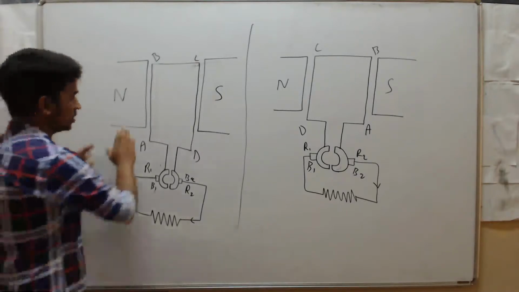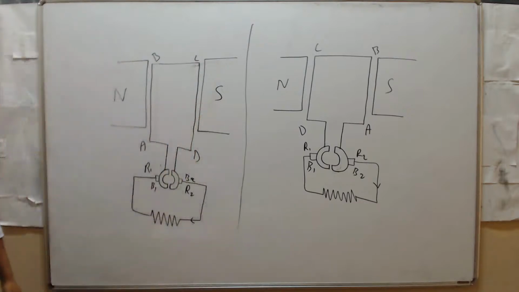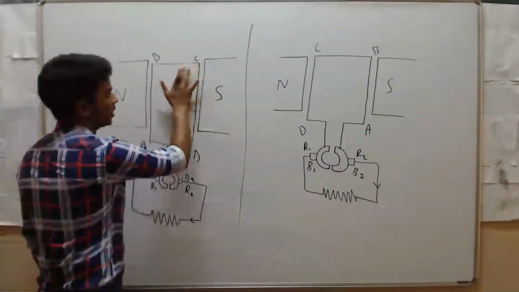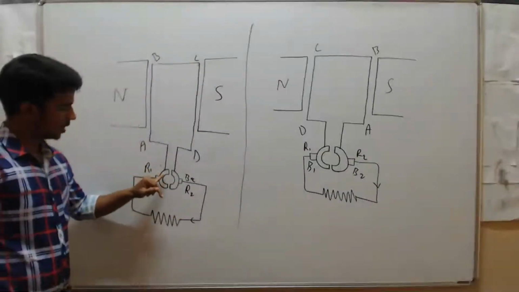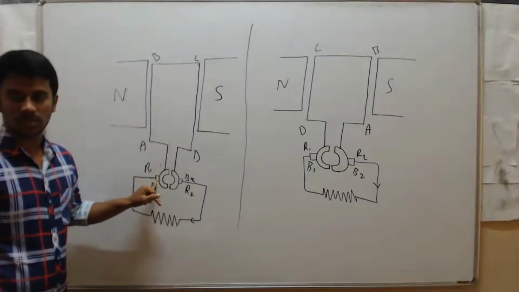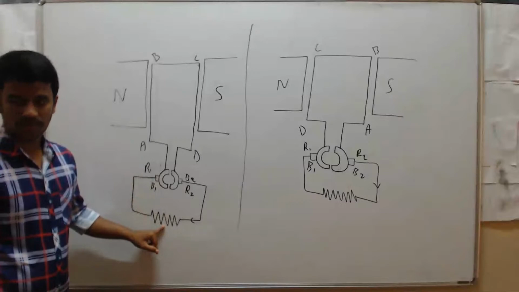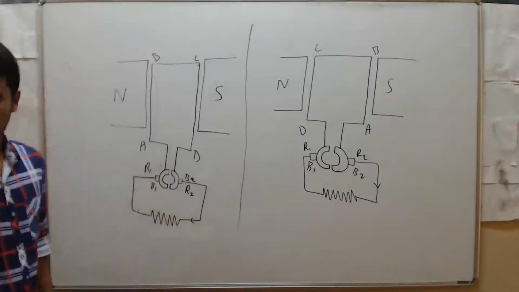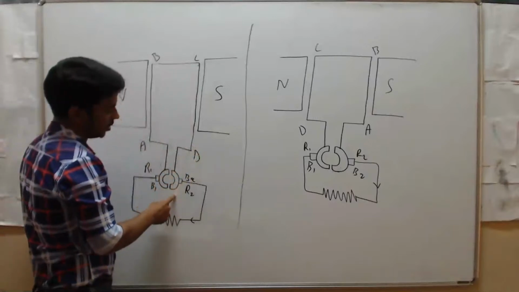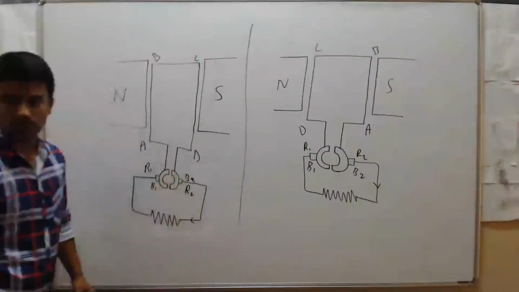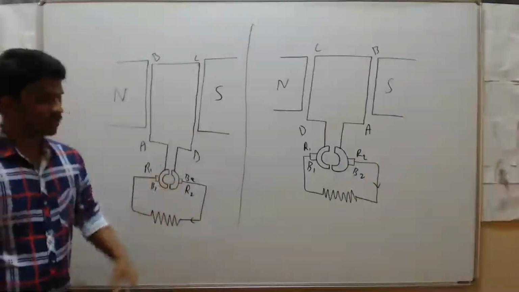Here, these two are north and south permanent magnets. This is a coil ABCD. This side A is connected to ring R1, and R1 is connected to brush B1, which is connected to the circuit. Next, this is the CD side, which is connected to ring R2, and R2 is connected to B2. B1 and B2 are carbon brushes.